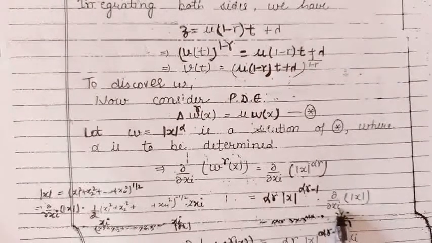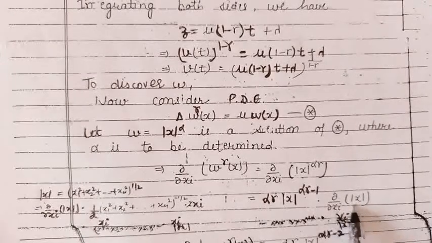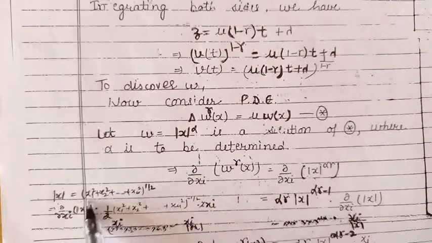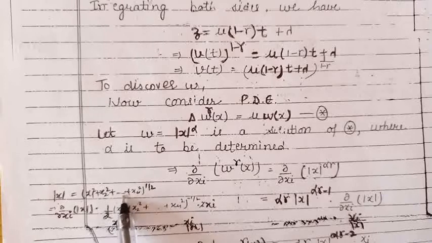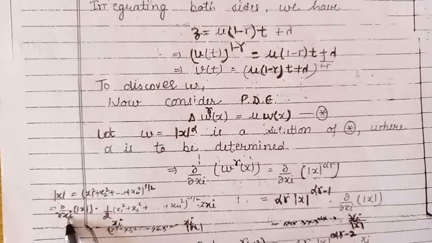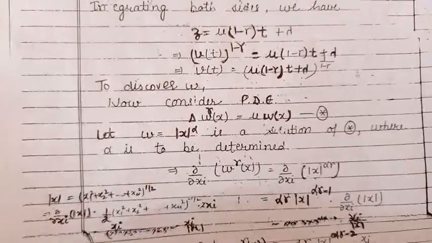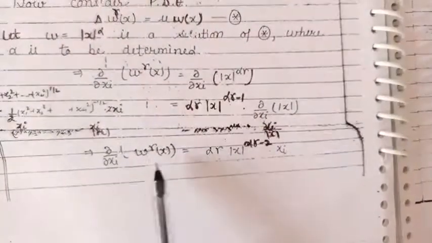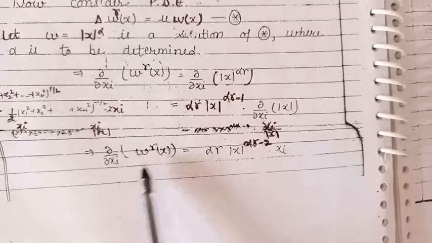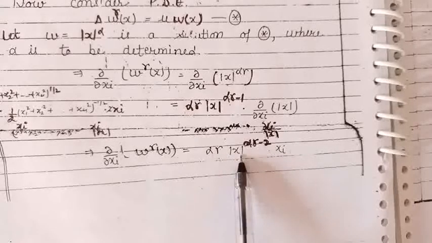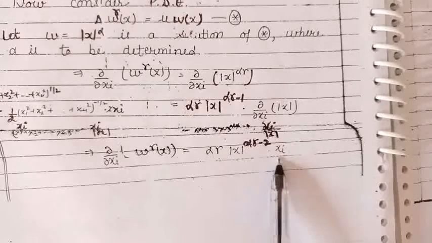Now x is a vector having the components x1, x2, x3 up to xn. So the magnitude of x is the square root of x1 square plus x2 square plus x3 square and so on up to xn square. Differentiating partially with respect to xi, we get the derivative of |x| with respect to xi, which is given by xi upon |x|. Substituting the value here, we get the partial derivative of w raised to the power gamma with respect to xi, which is alpha into gamma into |x| raised to the power alpha gamma minus 2 into xi.